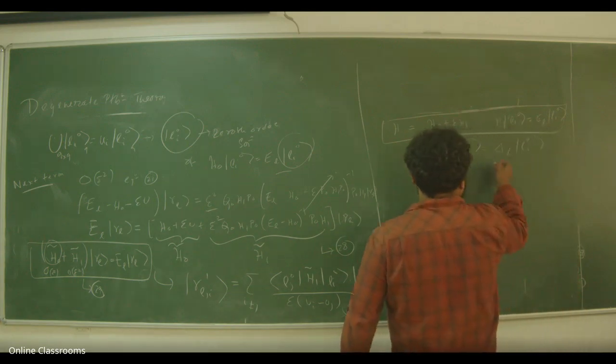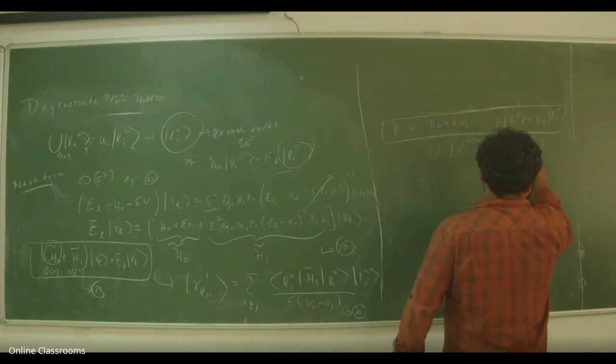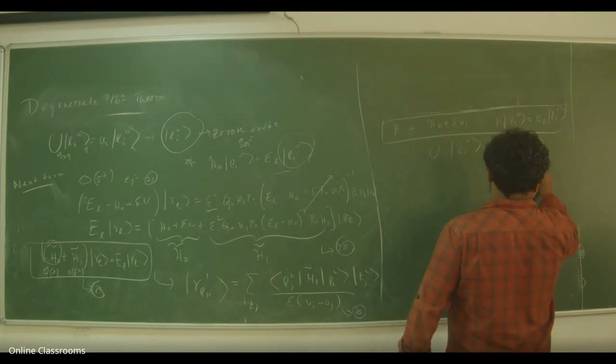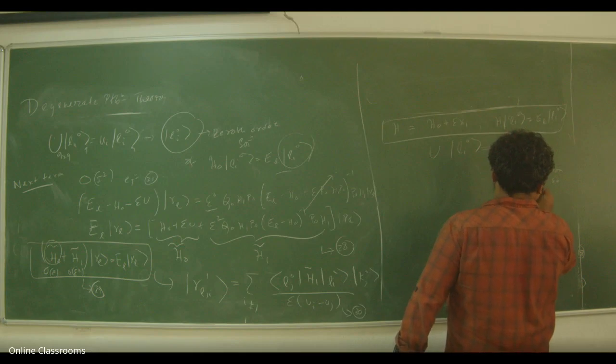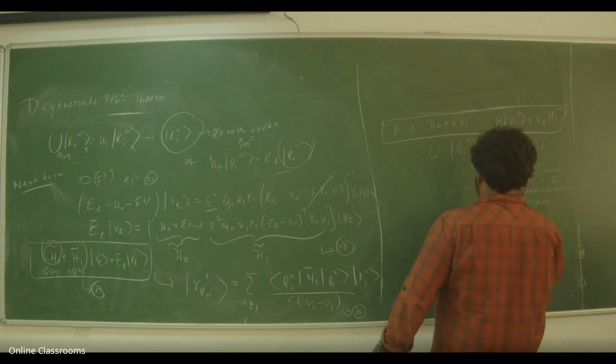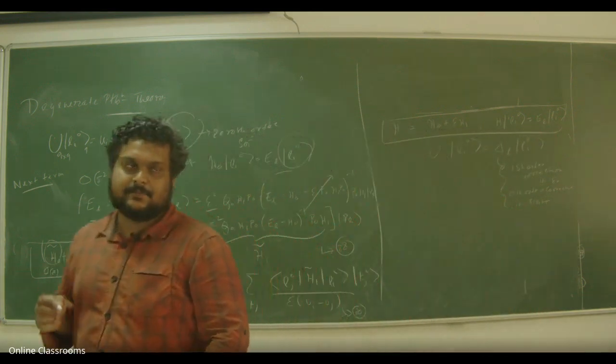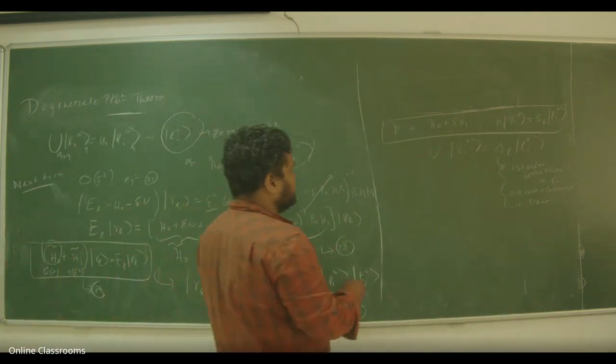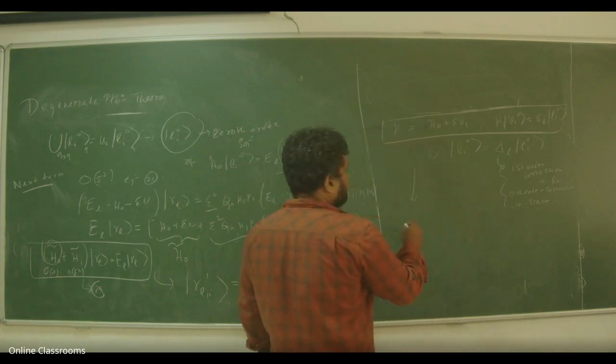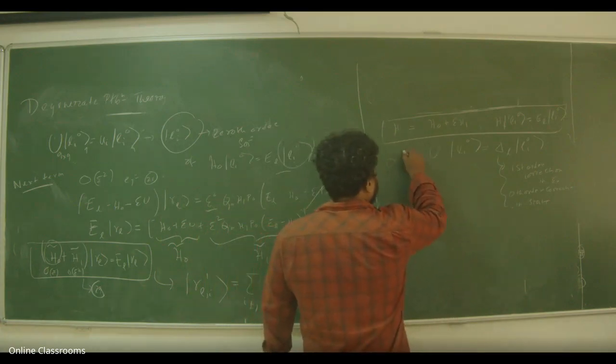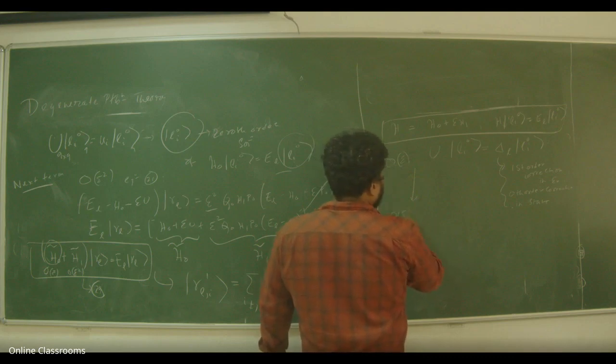When you solve this problem, you get the first order correction in energy and the 0th order correction in state. This is your first step. The second step is, this was order epsilon, so now you want to go to order epsilon squared.